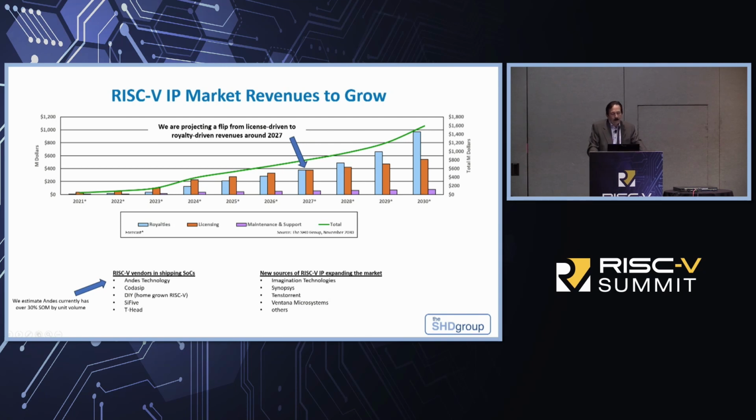On the right side at the bottom, we listed some new sources of RISC-V companies that are entering the market. Imagination has signaled that they are going to transition over to RISC-V. Synopsys just announced yesterday. Tenstorrent, Ventana Microsystems, and others we think are also going to enter this market. So that snapshot represents a growing market, an evolving market, not a mature market.